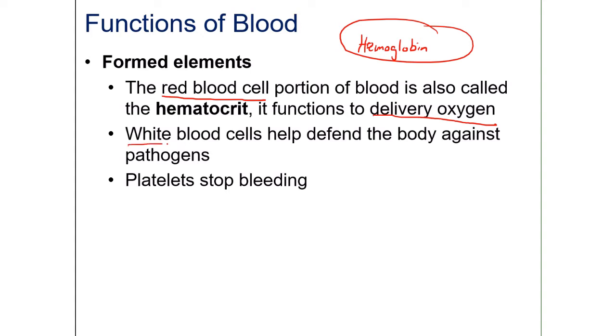We have white blood cells. White blood cells help defend the body against pathogens. Pathogens are basically any living thing that can make you sick. So, for example, bacteria, virus, and fungus are examples of pathogens. If these things get into the body, we want to have a way to fight them and deal with them, and that's why we need the white cells. And last but not least, we have the platelets. Platelets help stop the bleeding if you have a cut.